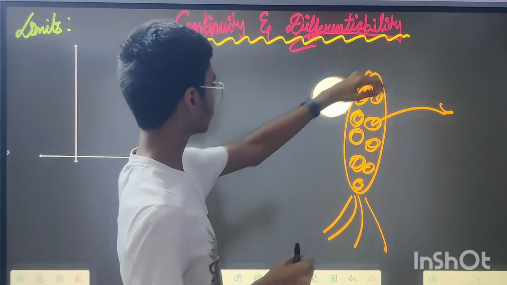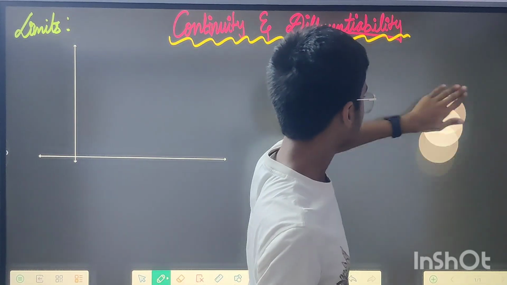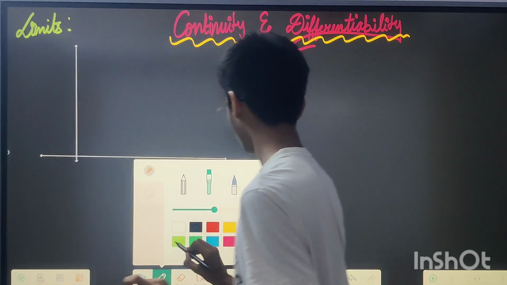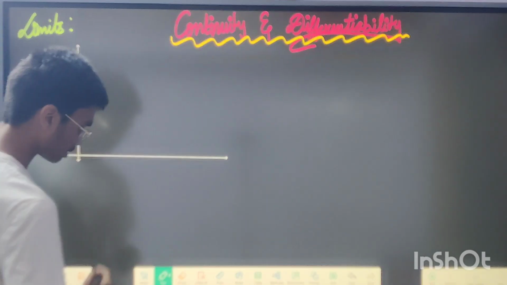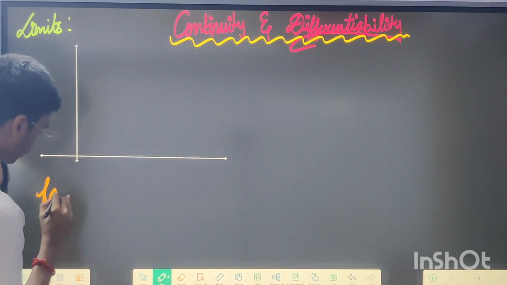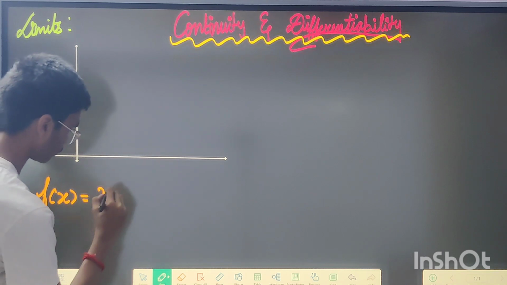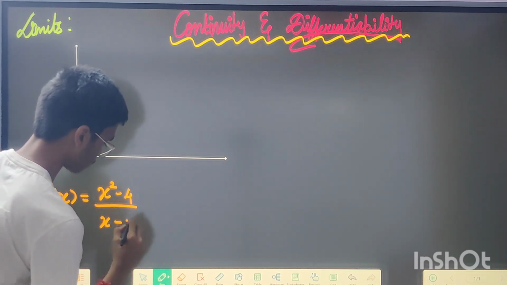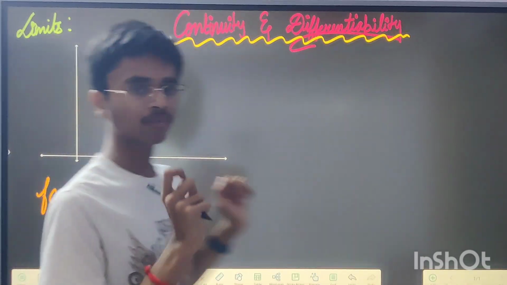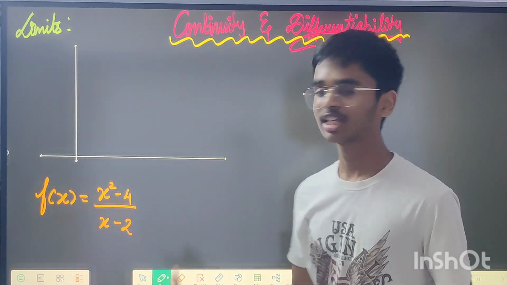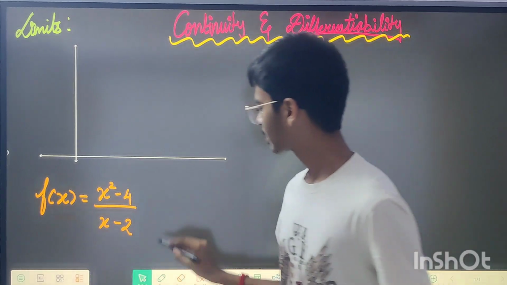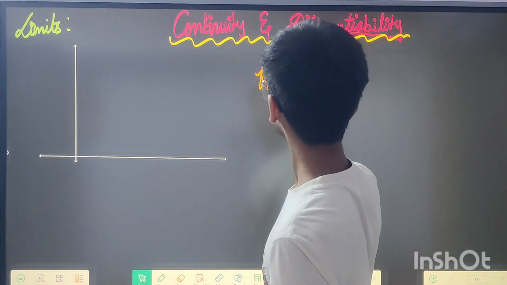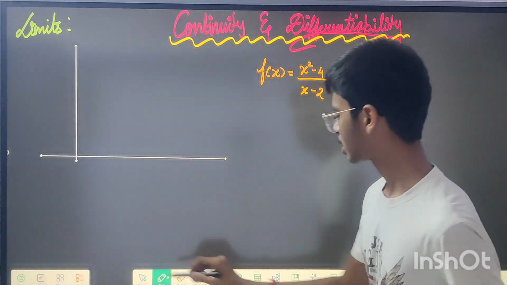Okay. So like that, every function has its own graph. For an example, here I've got a function like this, which is f of x is equal to (x square minus 4) by (x minus 2). Like this there is a function. This is an equation. In this whole page we are going to see just what is the limit, since it's very important.